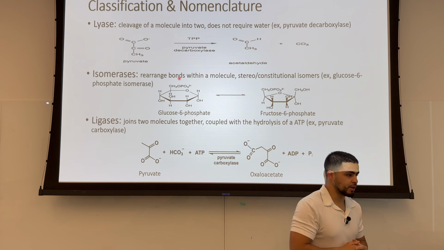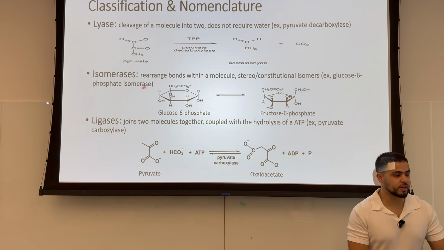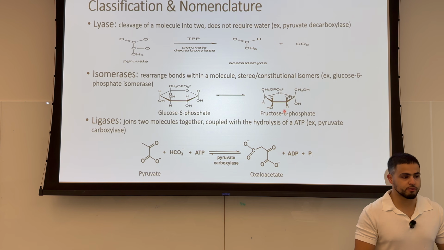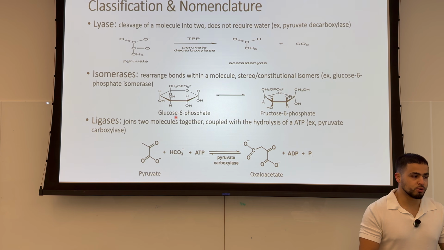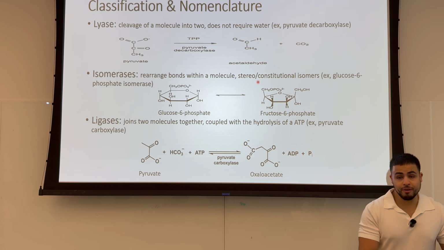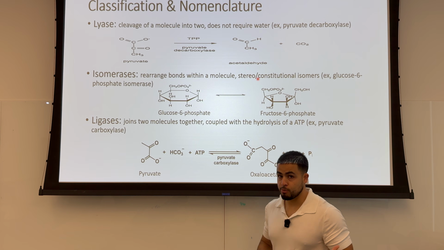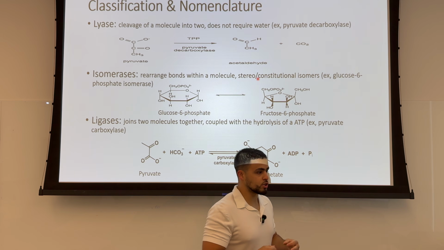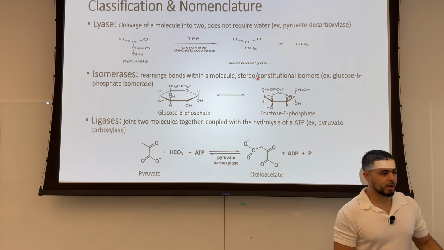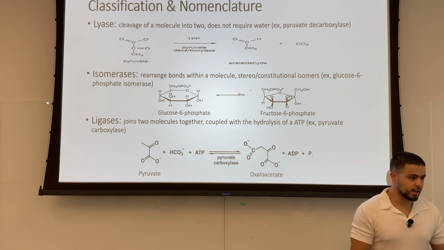An example right here is glucose 6-phosphate isomerase. Glucose 6-phosphate and fructose 6-phosphate are constitutional isomers. You can see that glucose is a 6-membered ring, whereas fructose is a 5-membered ring. However, if you look at the chemical formula for both of them, it's C6H12O6, but the atoms are arranged differently. And this is, by the way, one of the early steps of glycolysis.